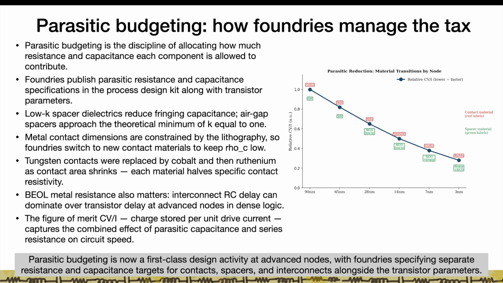The intrinsic transistor and the parasitic overhead are not two separate problems you solve in sequence. They are one codependent design problem. And at 3 nanometers, the parasitics have as loud a voice in the room as transistor physics.